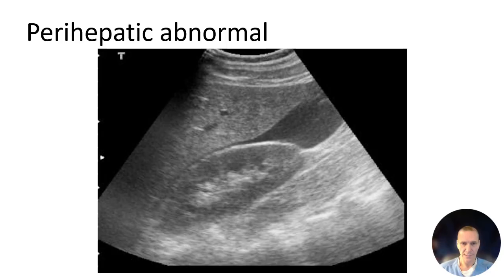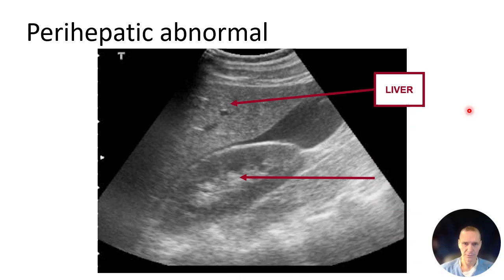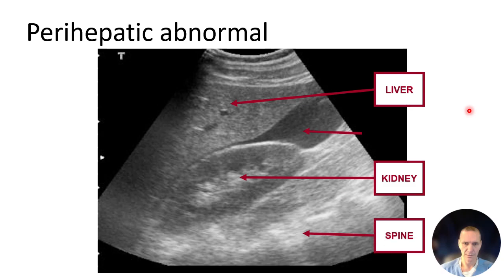So this is the right upper quadrant, perihepatic view, patient's head, patient's feet. This is the liver, kidney, the spine. This is blood in Morrison's pouch, anechoic area here, and a little bit of echogenic or isoechoic area here. So this is likely bleeding in Morrison's pouch and maybe some clotting here.